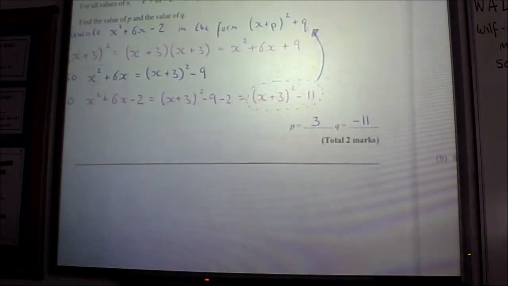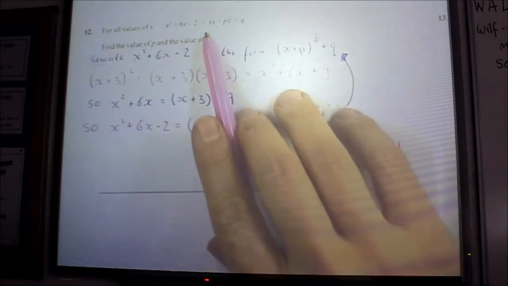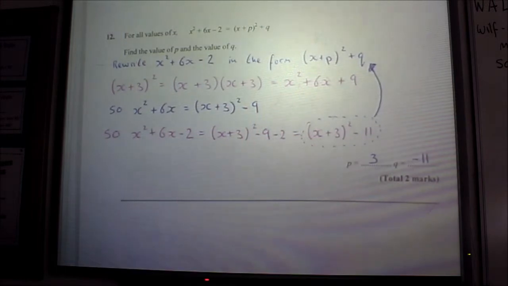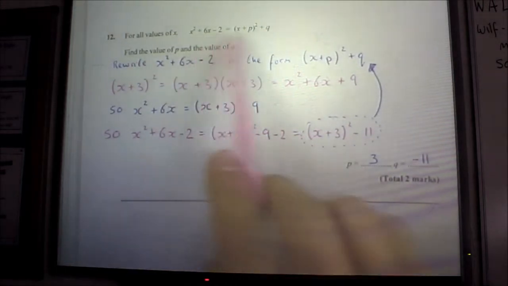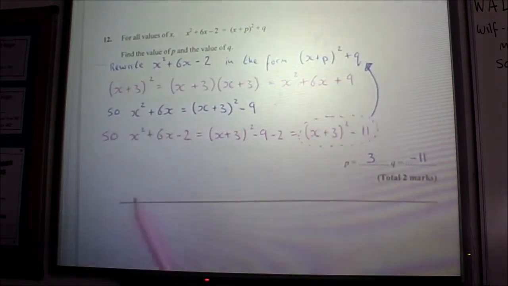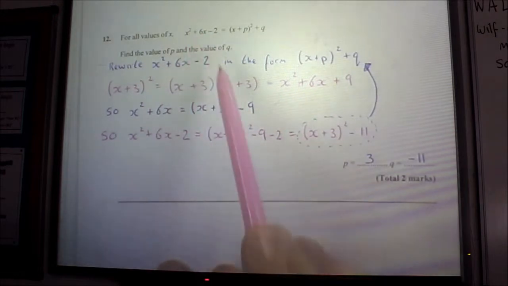Question number 12. For all the values of x, x squared add 6x minus 2 equals (x add p) squared add q. Find the values of p and q. You've got to rearrange this into this form here. So what you've got to do is start by trying to factorise this one. You notice you can't factorise it.